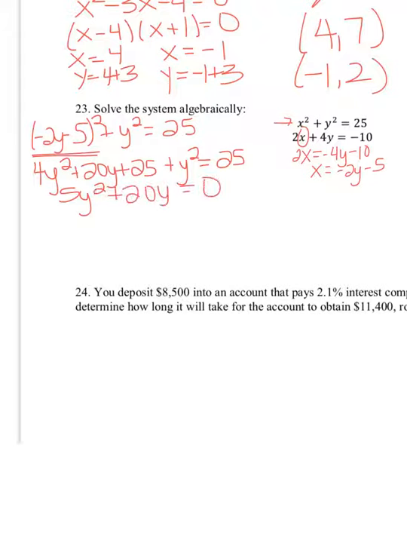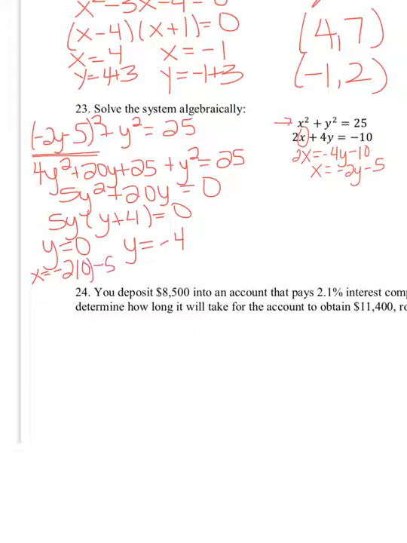I'm going to factor this. So I'm going to take out a GCF of 5y, and I'm left with y plus 4. So on this side I get y equals 0, and over here I get y is equal to -4. But I still need the x values now. So x is equal to -2 times the y value minus 5. That point is going to be -5, 0. Make sure x's come first. And then over here, x is equal to -2y minus 5. So this point is going to be 3, -4.